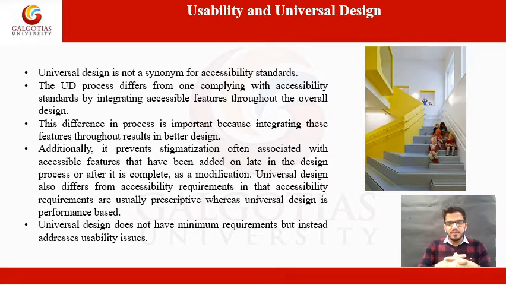Additionally, it prevents the stigmatization often associated with accessible features that are added late in the design, or after the design is done, as some changes in the form of modification. Universal design also differs from accessibility requirements in that accessibility requirements are usually prescriptive, whereas universal design is performance based. So accessibility features are the prescriptive thing, while universal design is performance based. Universal design does not have minimum requirements but instead addresses usability issues.